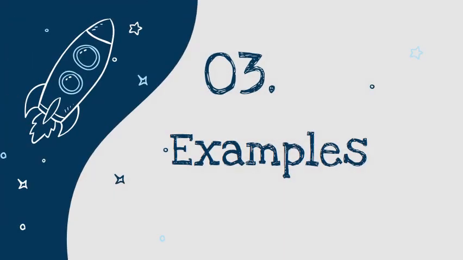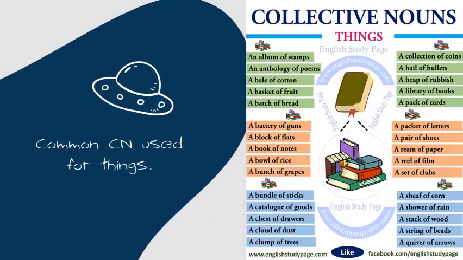Here are some of the examples. Common collective nouns used for things. Now look at the picture. It says an album of stamps, a collection of coins, a library of books, a pack of cards, a ream of paper, a bowl of rice, a chest of drawers. Remember, you need to put a inside it because you're talking as one, but one whole. Okay?